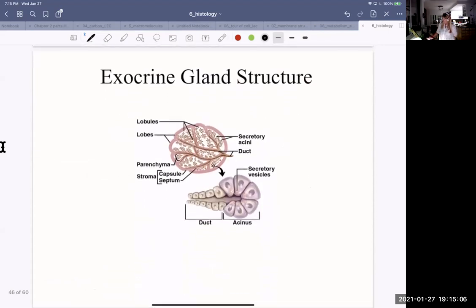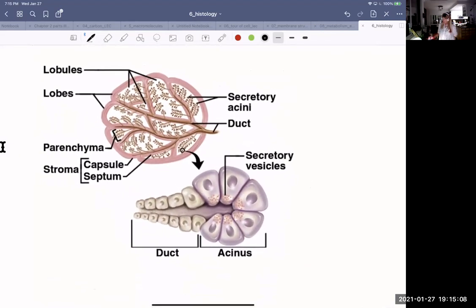Here's an exocrine gland. This is the structure, often formed into lobules. The stroma divides the gland. It's a combination of the capsules themselves and the septum. The septum are the tissue that separates the lobules. The other part of the tissue is known as the parenchyma. And those are the cells that synthesize secretions.